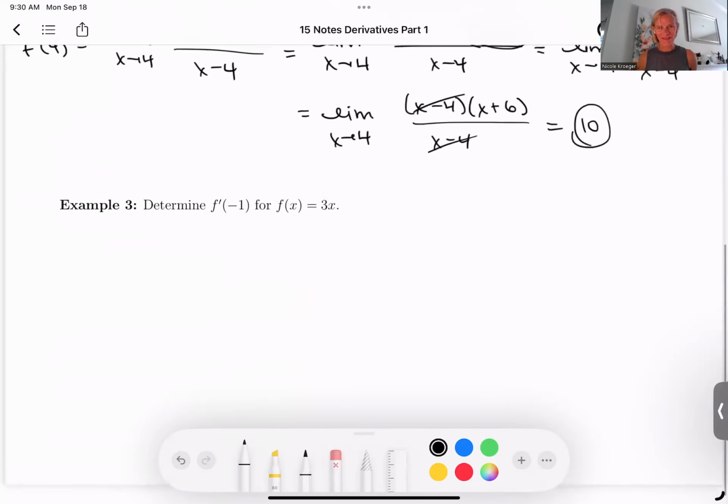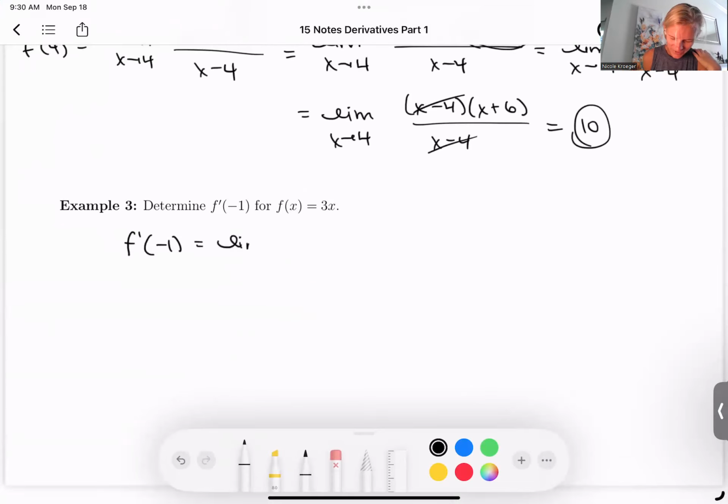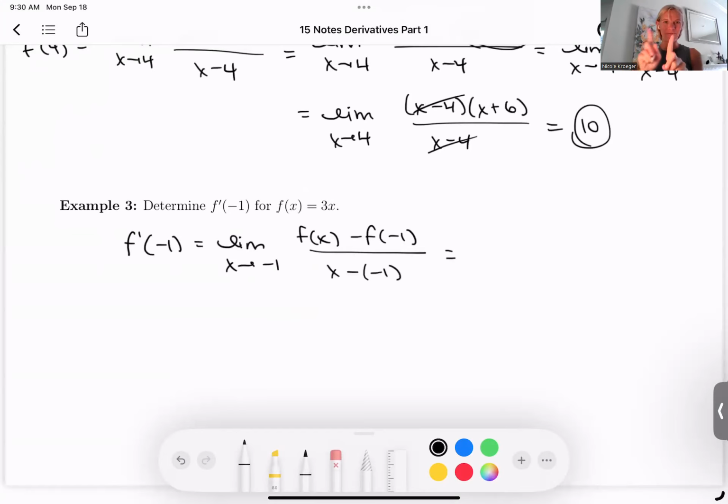Now, why don't you see if you can do this last one on your own? Otherwise, I'll go ahead and keep working it. So f prime of negative 1 will be the limit as x approaches negative 1 of f of x minus f of negative 1 over x minus negative 1. Make sure you have those double negatives there because it's x minus a. So yeah, negative 1 is our a value here.